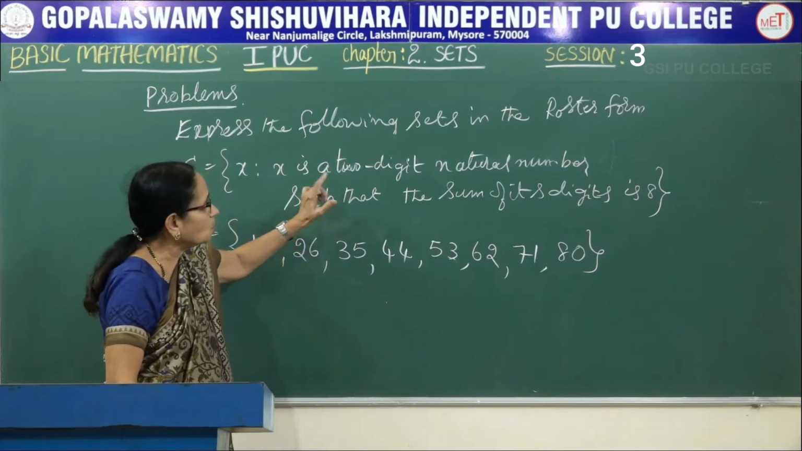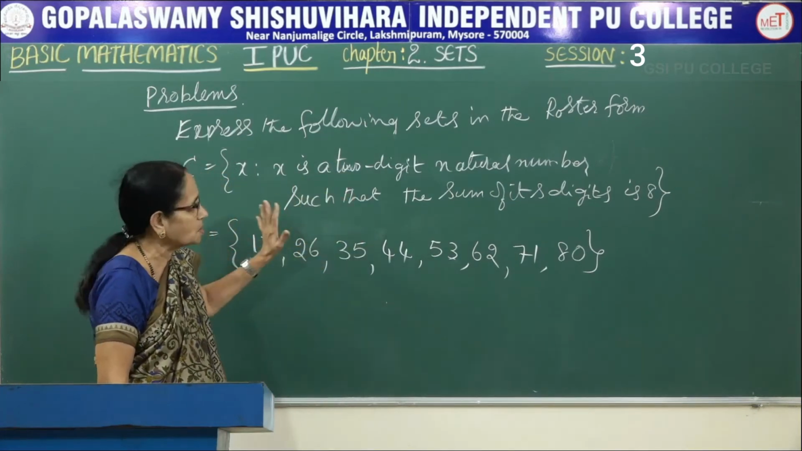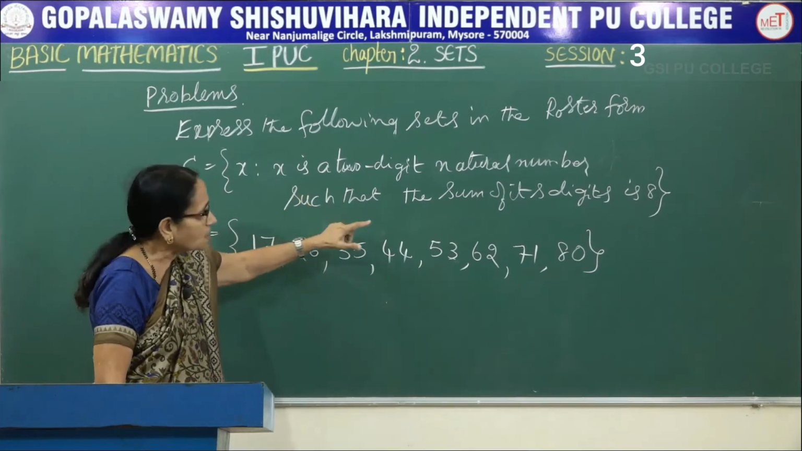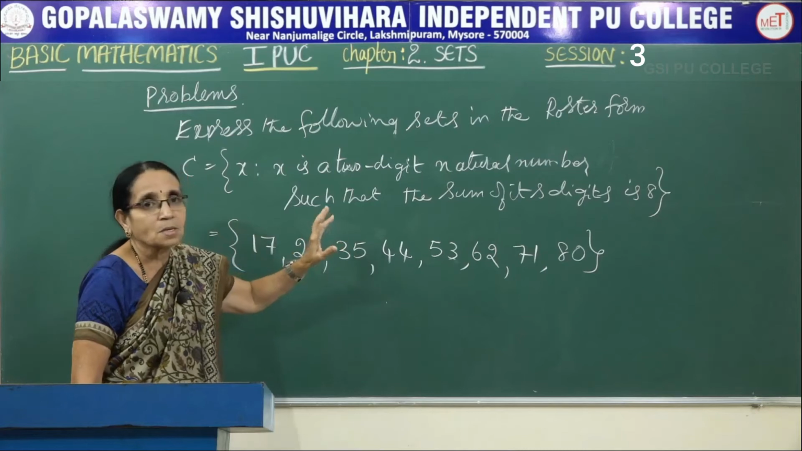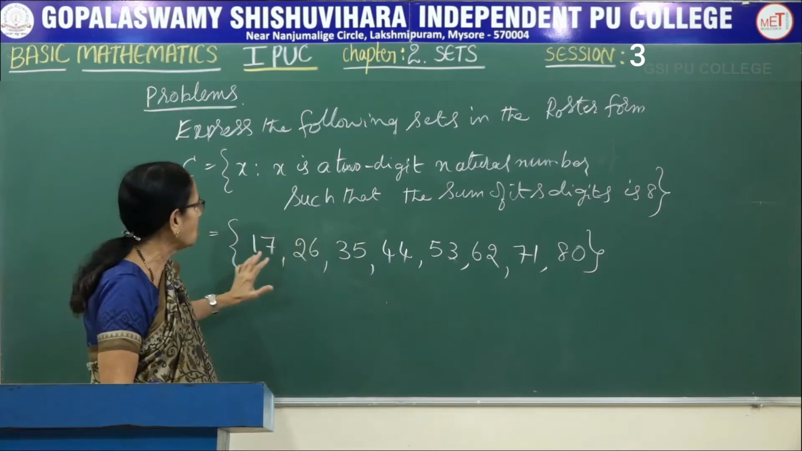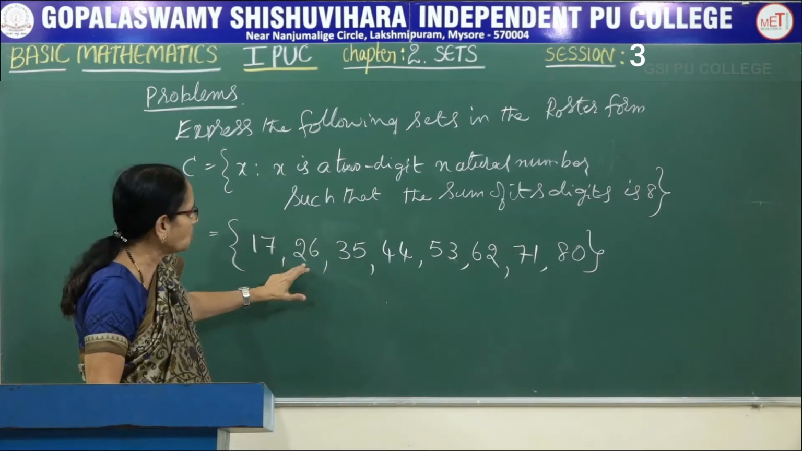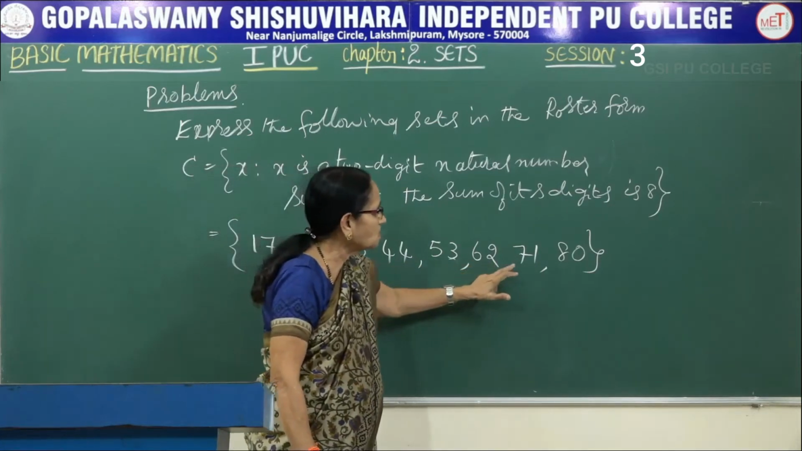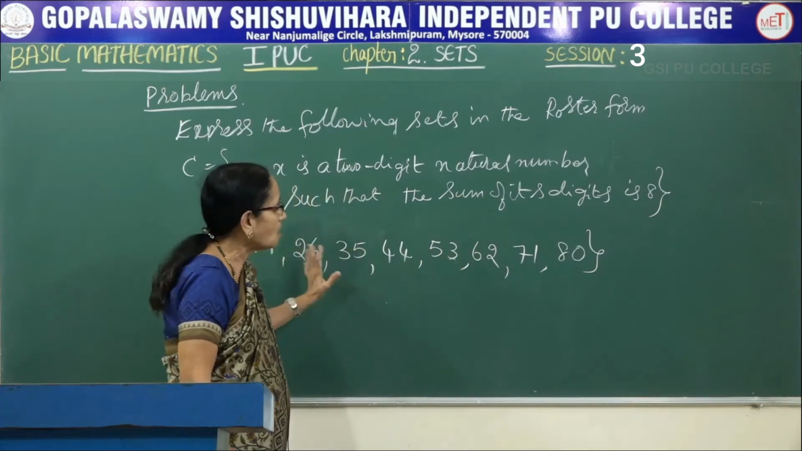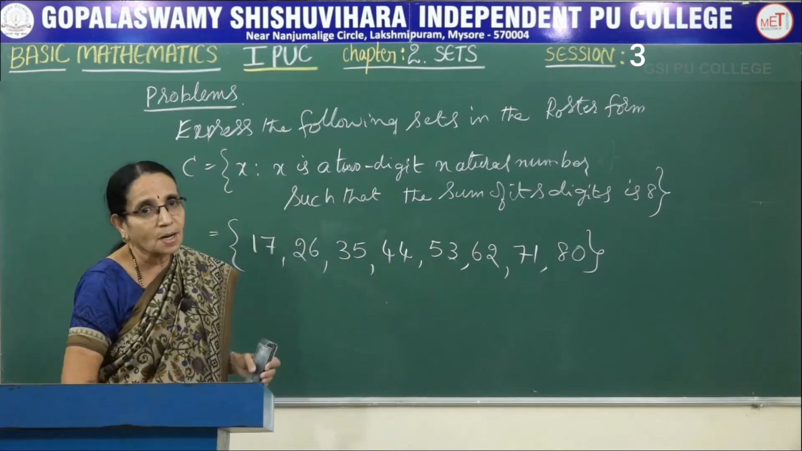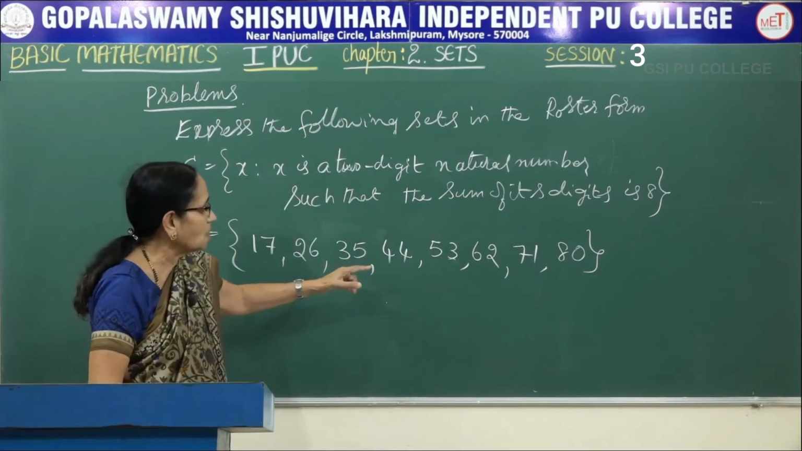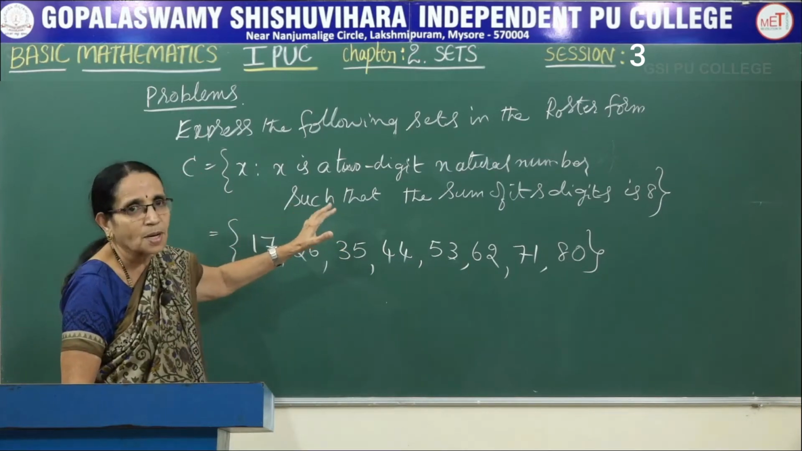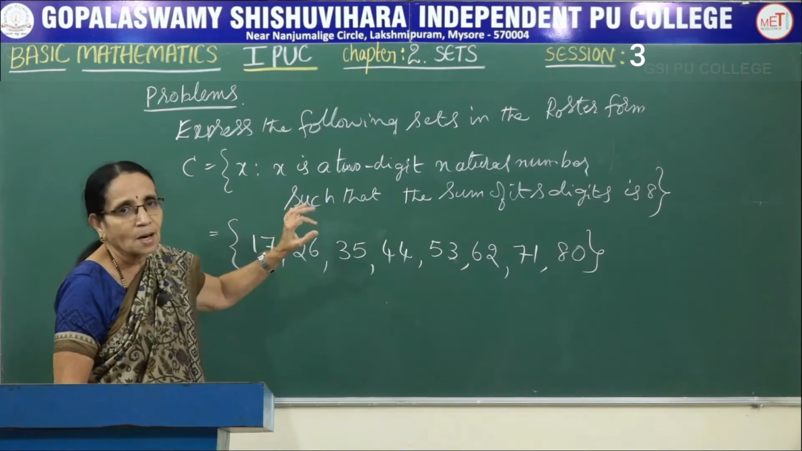So, read the 2-digit natural number: you have to start with 10 and up to 99 you can consider. The second condition says that the sum of the digits should be equal to 8. So, 17, 1 plus 7, 2 plus 6, 3 plus 5, 4 plus 4, 5 plus 3, 6 plus 2, 7 plus 1, 8 plus 0. So, all these numbers satisfy the condition. Therefore, these are the elements which would be present in the set C, satisfying the property or the rule specified in the given set.